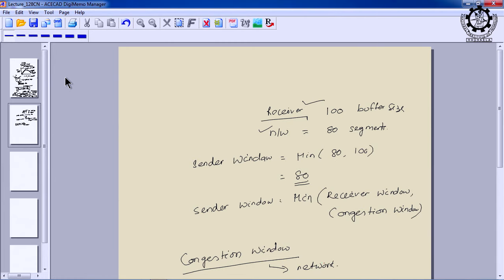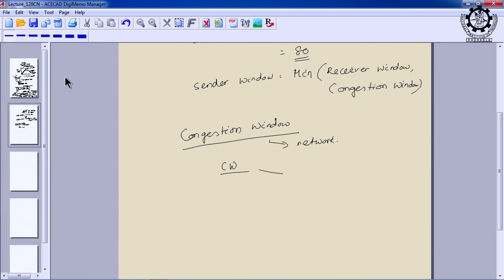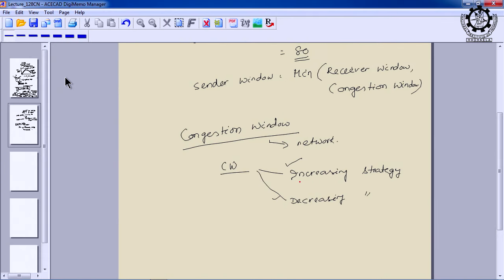In TCP, the congestion window is decided with two strategies: one is the increasing strategy and another is the decreasing strategy. To decide the congestion window size, the network has these two strategies, one increasing, another decreasing. To have that, it first asks what is my maximum segment size. Depending on the maximum segment size, it decides its congestion window.